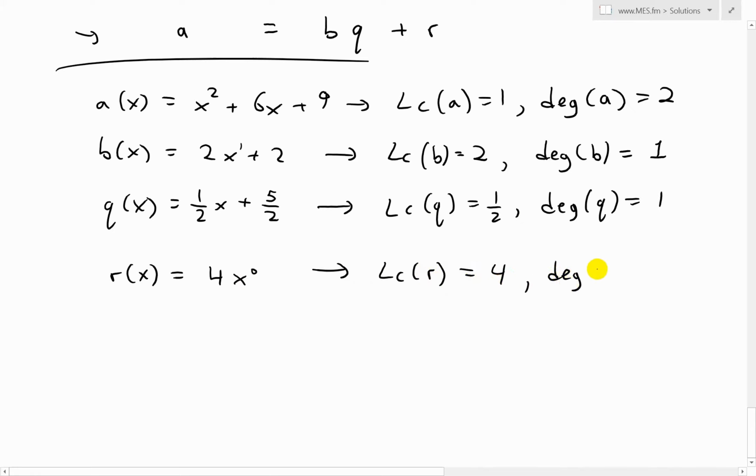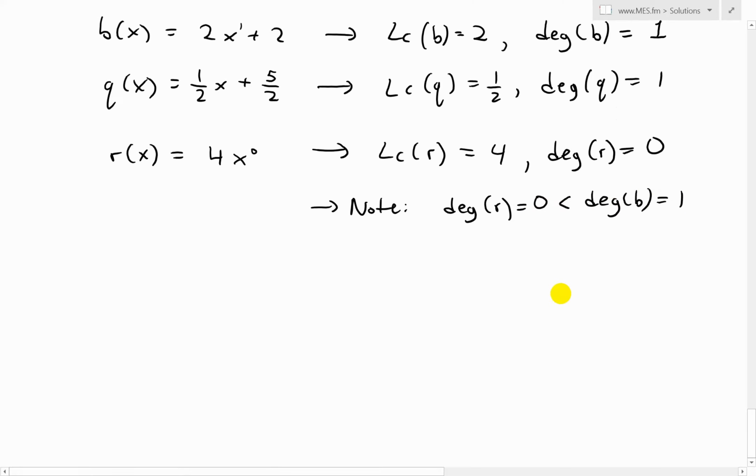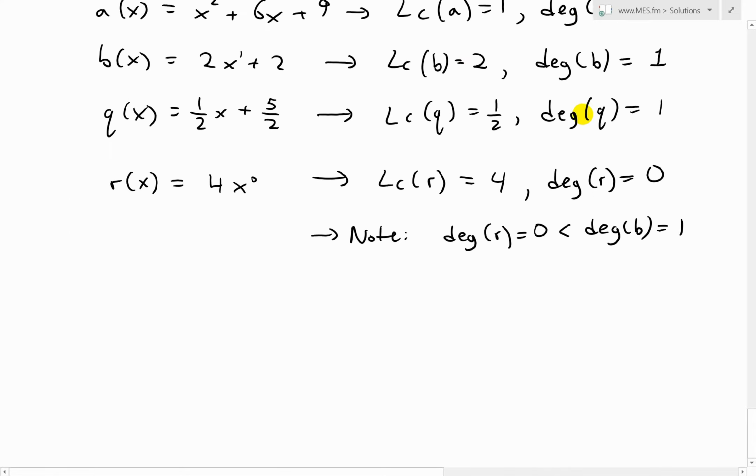Also note that the degree of r is less than the degree of b. The degree of r equals 0, which is less than the degree of b, which equals 1. So this fits our Euclidean division. And now to prove that algorithm, just to give you an example of how to define all these terms, just to illustrate it further.